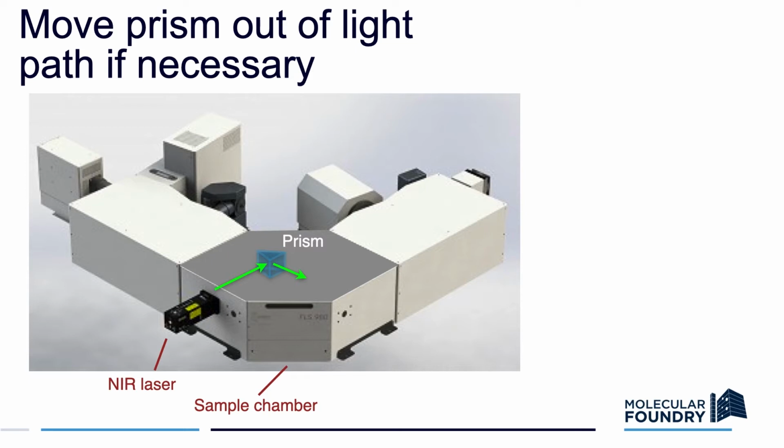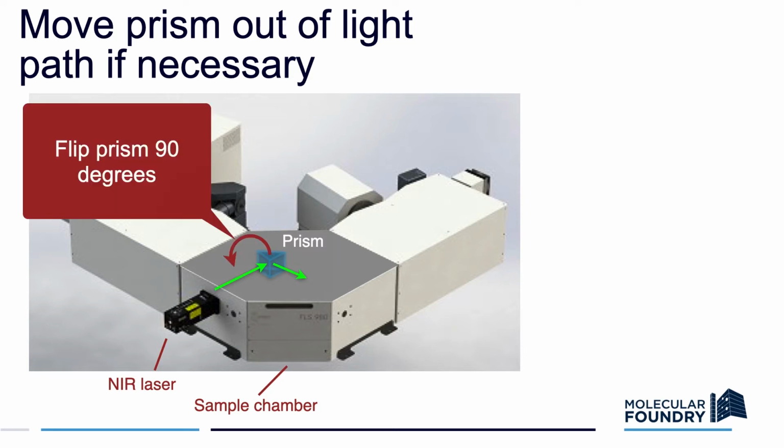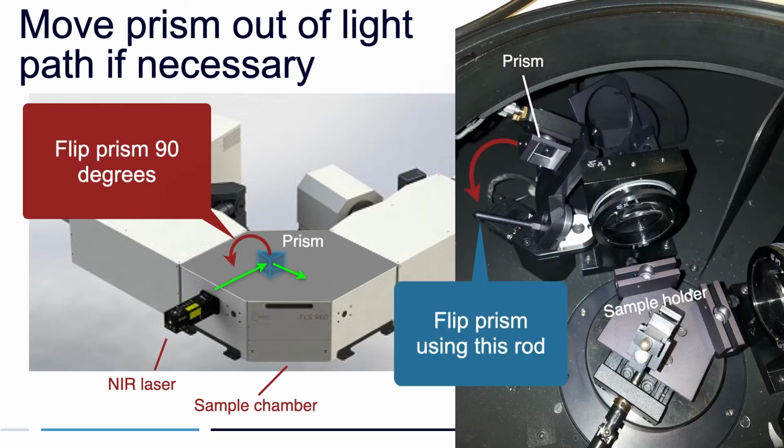Next, you want to make sure that there's no prism blocking the beam path for your excitation light source. People who use the near-infrared lasers will insert this prism to steer their laser beams into the sample chamber. If this is true, you want to flip the prism 90 degrees clockwise as shown in this left-hand figure. Or you can look at this photograph of the sample chamber.